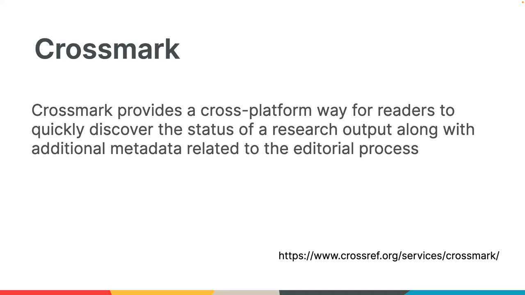The other service is Crossmark. Basically it exists as a button that gives readers quick and easy access to the current status of an item of content, including any corrections, retractions, or updates to that record. Research doesn't stand still, and even after publication, articles can be updated with supplementary data or corrections. It's therefore important to know if the content being cited has been updated, corrected, or retracted. And Crossmark makes this information more visible to readers.